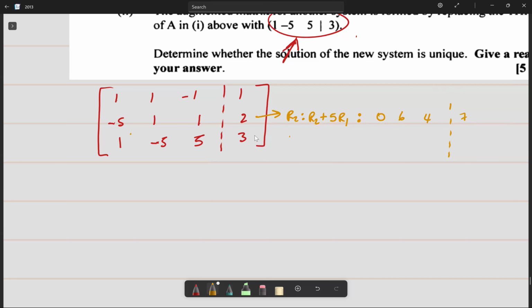Okay. And now we need to do the same thing for row 3, where we're trying to get a 0 in this spot. To get a 0, we just need to say row 3 is now going to be row 3 minus row 1. In this case, 1 minus 1 gives us 0. -5 minus 1 gives us -6. 5 minus -1 gives us 6. 3 minus 1 gives us 2.